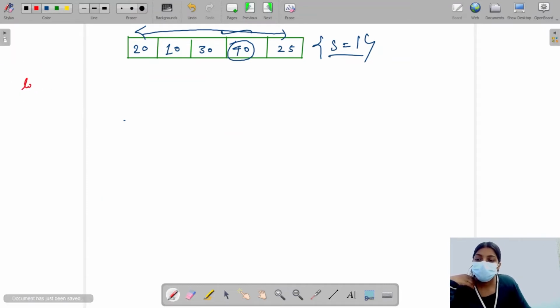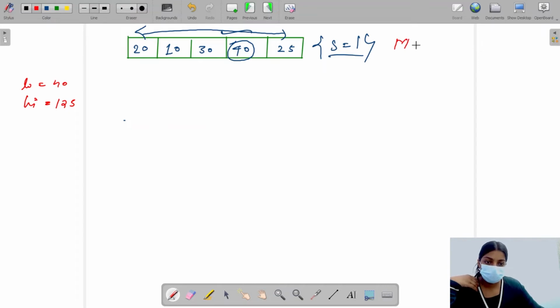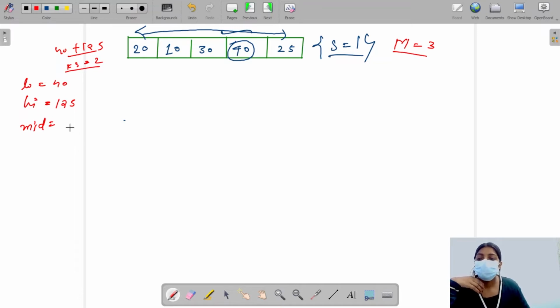My lowest low is equal to 40. My high is equal to 125 here. Let's say my m is equal to 3 here. All right, now I'm going to calculate my mid. 40 plus 125 is equal to 165, divided by 2. 165 by 2 is equal to 82. Now let's say I set my load to 82.